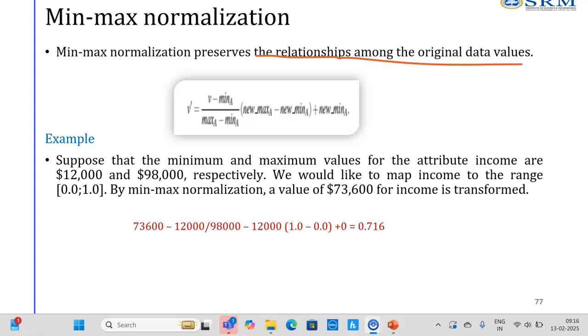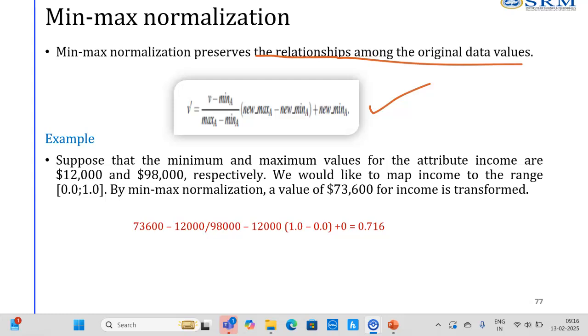So V dash, which is the min-max normalization, is equal to V minus minimum of A, where V is the data which you actually wanted to transform, divided by maximum of A minus minimum of A, into new maximum of A minus new minimum of A, plus new minimum of A. So this is the formula for min-max normalization.